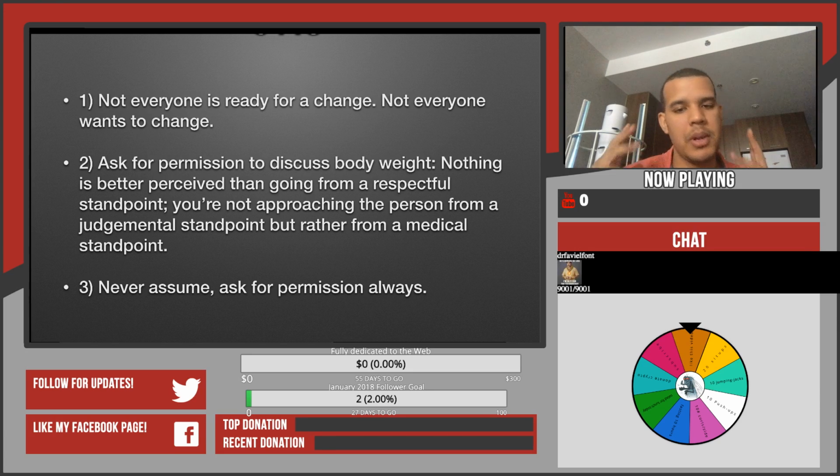What do you do when you go see a weight loss patient? The 5 A's. So it's the first part. You have to ask for permission to discuss body weight, and nothing is better perceived, in my opinion, than going from a respectful standpoint. You're not approaching the person from a judgmental standpoint, but rather you're being professional, you're being medical. And if they respond, yeah, sure, let's talk about it, I'm okay with that, then you can start going into the knowledge that you have. Then you can start presenting and see how they react to it. But never assume anything. Ask for permission.